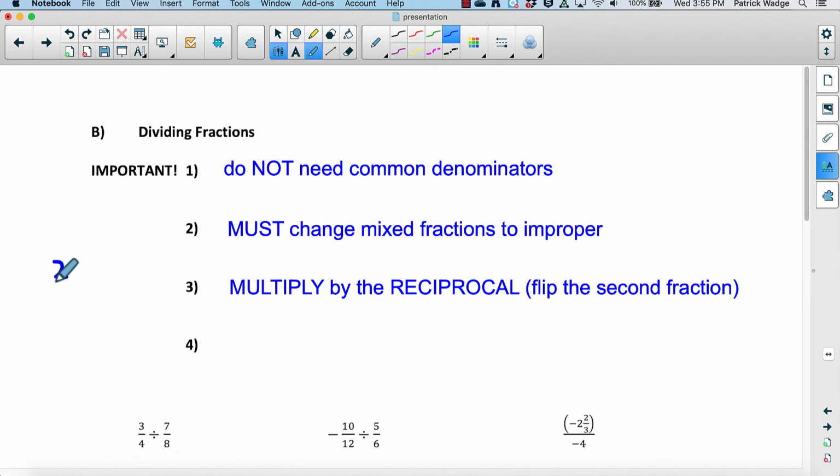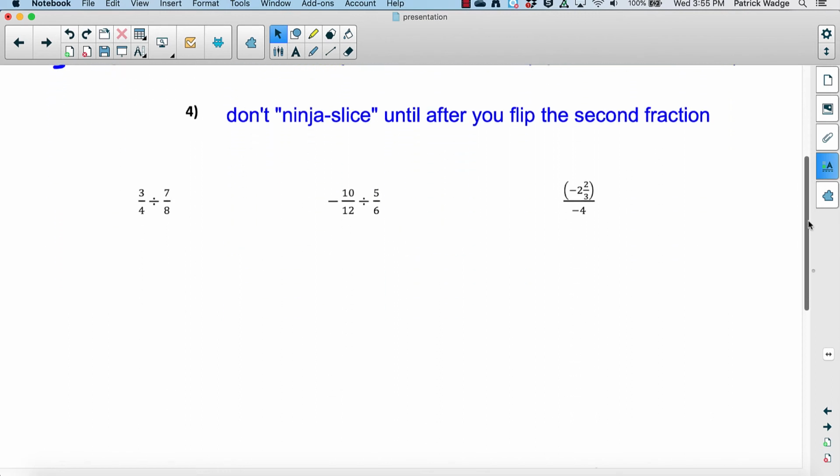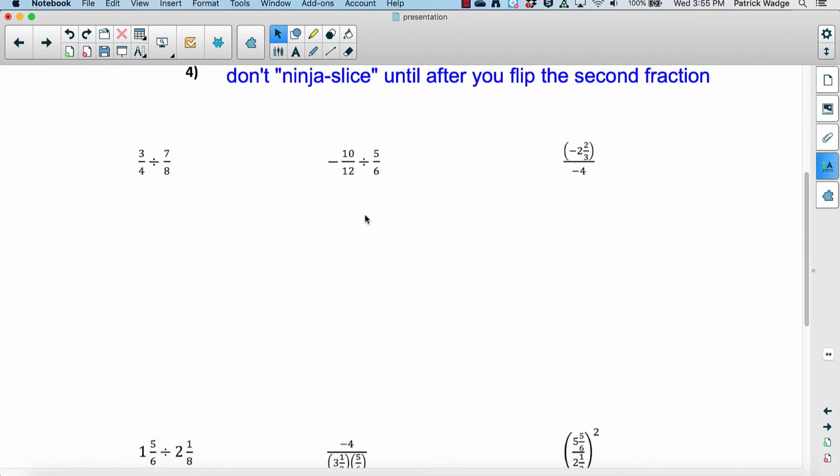Reciprocal is when you take a fraction like 2 over 3 and you flip it over and make it 3 over 2. And the way you divide is actually, we don't divide. We actually multiply and you flip the second fraction. Okay, I'm sure you remember that. And the fourth thing is, you can ninja slice, but don't do it until after you've done the actual flipping of the second fraction.